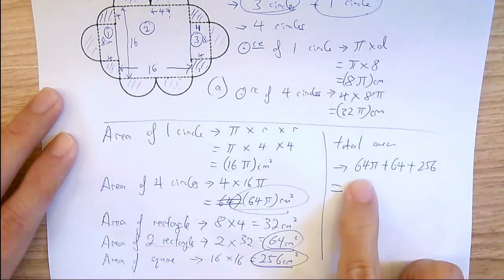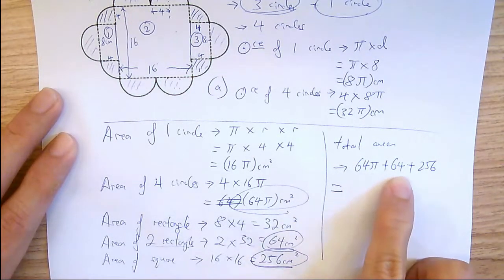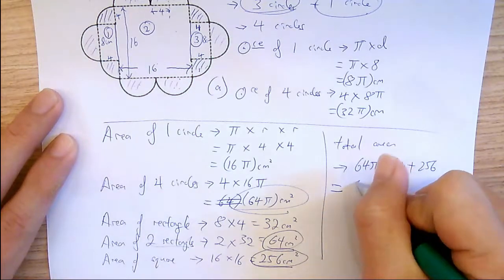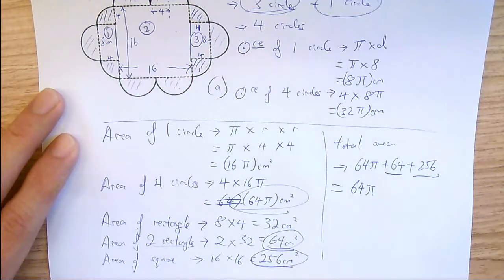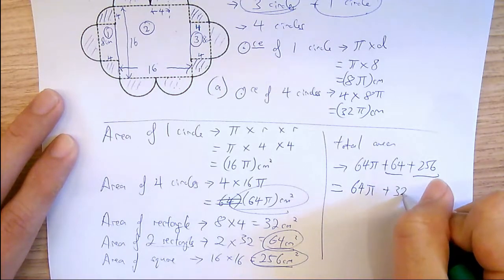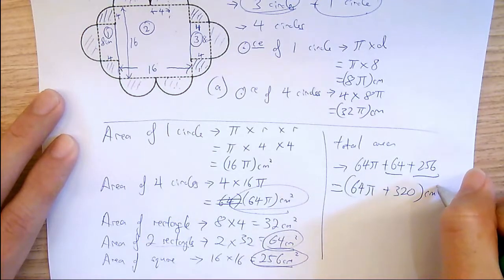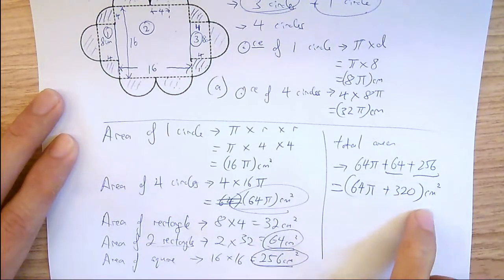Just to remind you all, your pi cannot be added to anything else without any pi. So since it cannot be added to anything else, it will just remain. Okay, but your 64 can be added to 256. So if you take 256 plus your 64, that will give you 320, and that will be your final answer. 64 pi plus 320 cm squared.